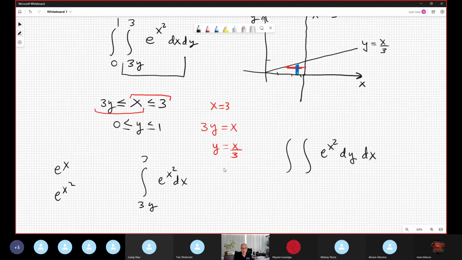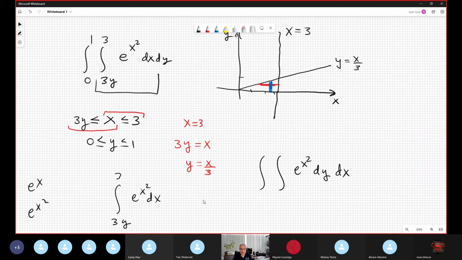E to the x squared, dy first, and dx second. So now you integrate with respect to y. This is in the blue direction. I go from 0 to the y of the line. By the way, I isolate y here against x over 3. And when you open the window in that direction, I go in x from 0 to 3. Boom. So this double integral is equivalent 100% to this one.